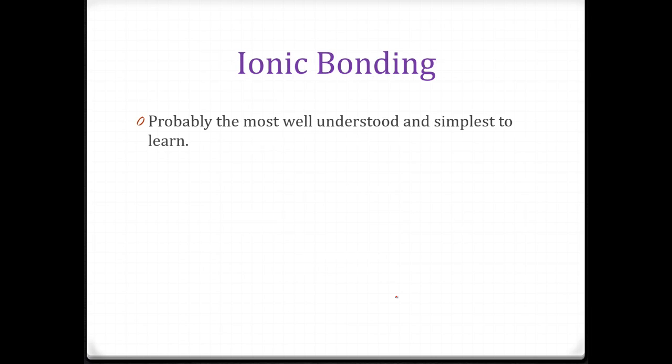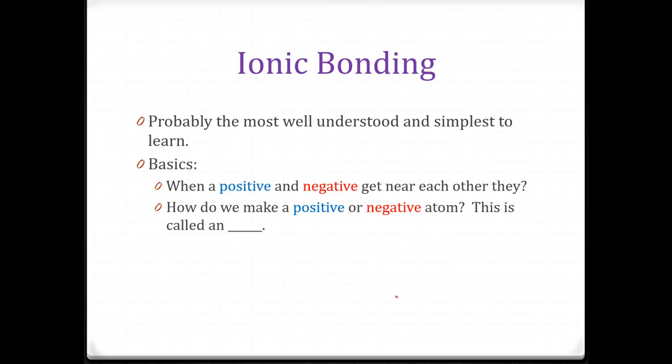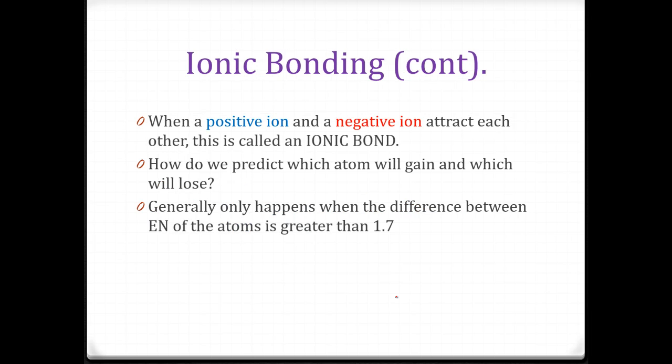So ionic bonding. This is probably the most well understood type of bonding and the easiest to learn because it's really simple. When you have a positive and a negative that are near each other, they attract. When we make a positive and a negative atom, we have ions, and ions will attract each other. When a positive ion and a negative ion attract, that is an ionic bond. It's really simple, just like magnets. If you get a positive and a negative magnet together, they stick. You get a positive and negative atom together, they stick.